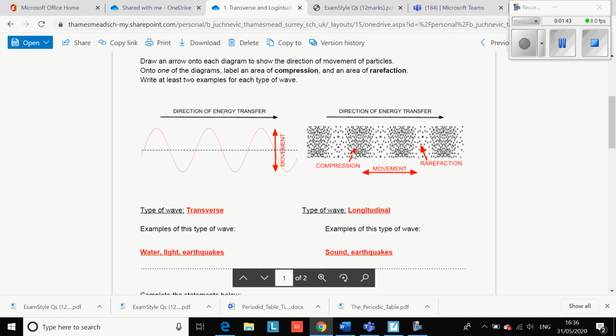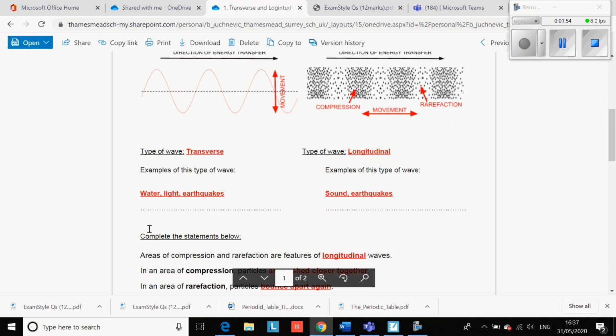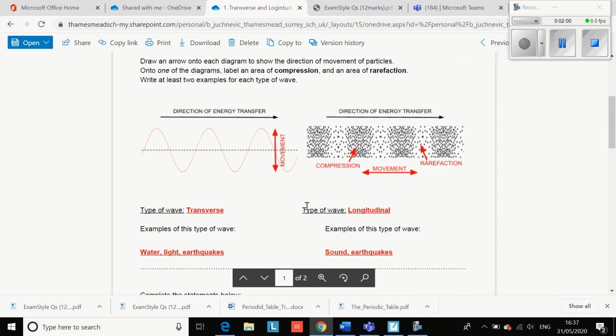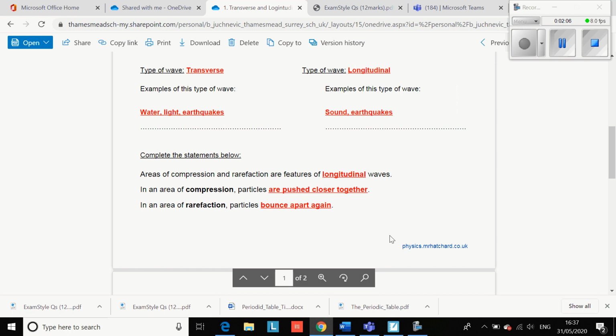And you label a compression where particles bunch up and a rarefaction where they spread out. Type of wave is transverse. For this one, it's longitudinal. And examples of transverse would be water waves, light waves, and some kinds of earthquake waves. An example of longitudinal is sound and earthquakes. So again, it was asked to complete the sentences below. Areas of compression and rarefaction are features of longitudinal waves. In an area of compression, particles are pushed closer together, or something along those lines. Compressed, I would accept. In an area of rarefaction, particles bounce apart again or separate.